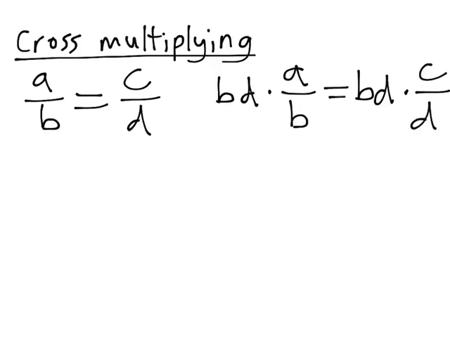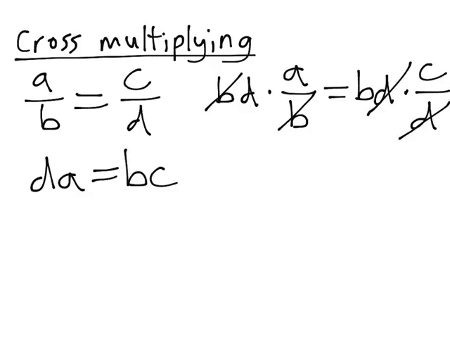Now on the left side, we can cancel this B with that B, and on the right side, we can cancel this D with that D. And now we're left with DA equals BC. This means that if our original proportion was true, if A over B was equal to C over D, then it must be true that D times A is equal to B times C. So checking if our proportion is true is as simple as checking this equation right here.